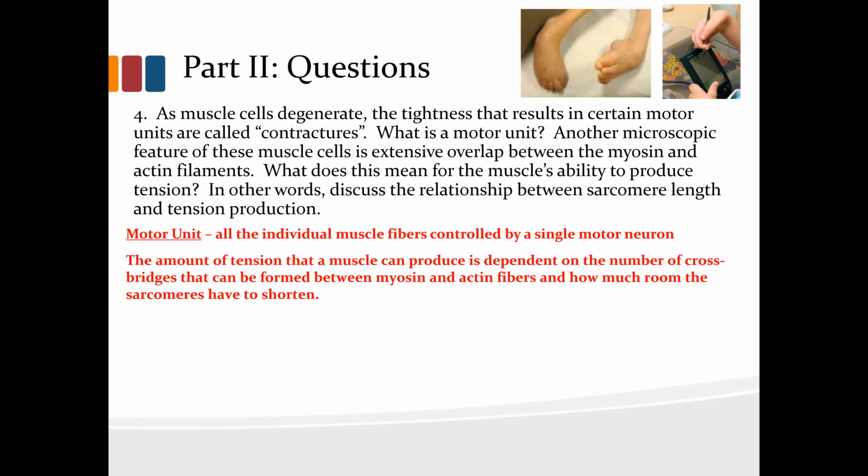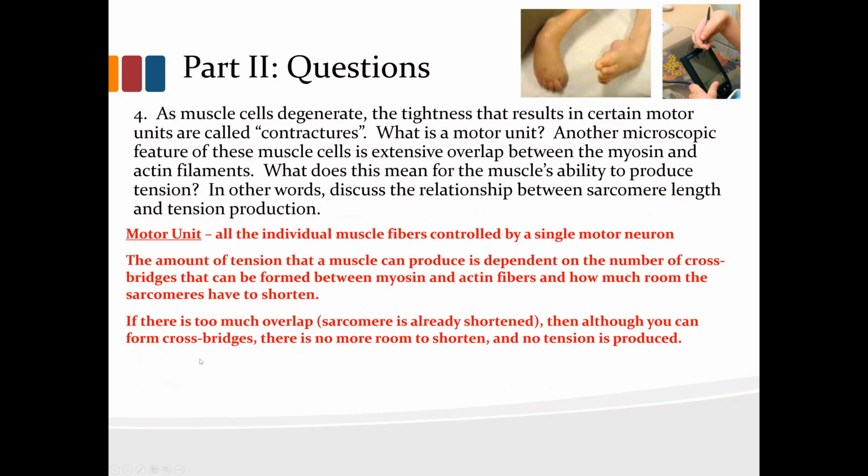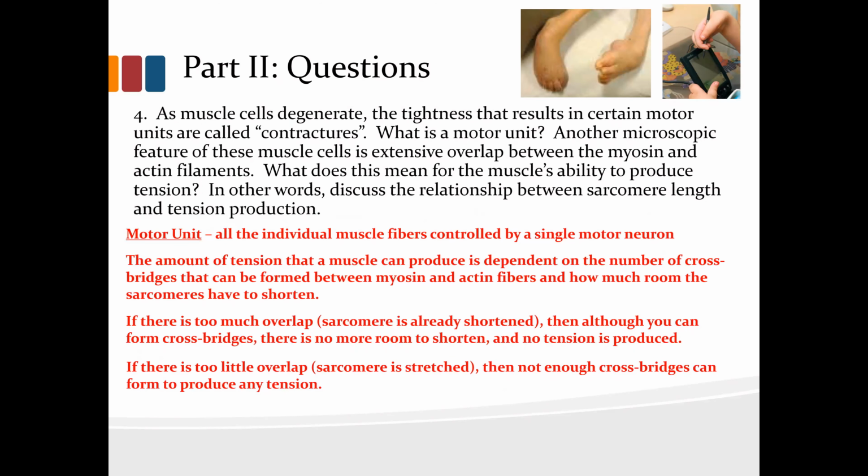And then if we talk about the relationship between sarcomere length and tension production, keep in mind that the amount of tension that a muscle can produce is dependent on the number of cross bridges that can be formed between the myosin and actin and how much room the sarcomeres have to shorten. If there is too much overlap, so the sarcomere is already shortened, then you can form cross bridges, but there's no more room to shorten, and so no tension is produced. If there is too little overlap, so the sarcomere is stretched, then not enough cross bridges can form, and so you still don't get any tension.